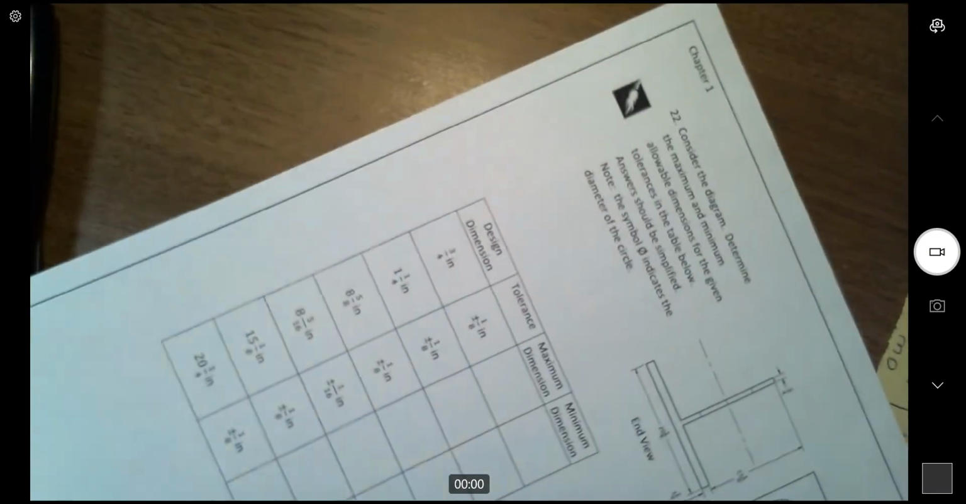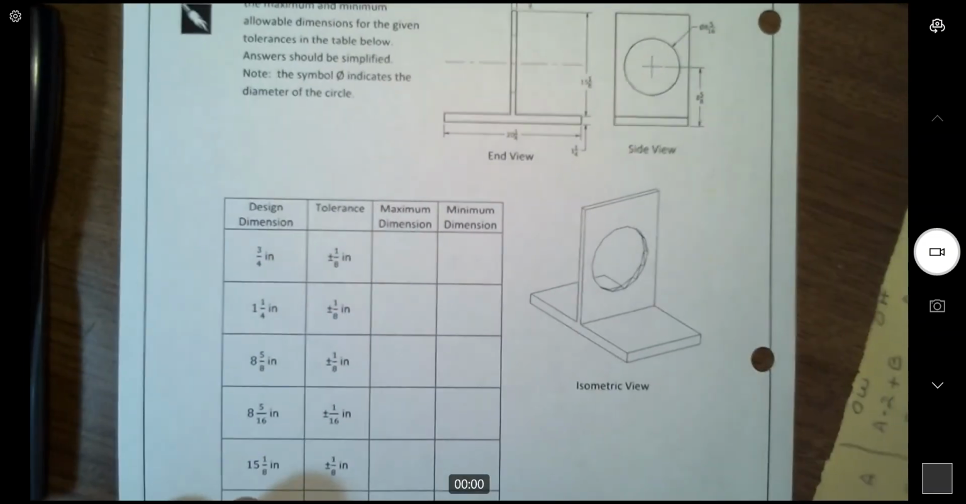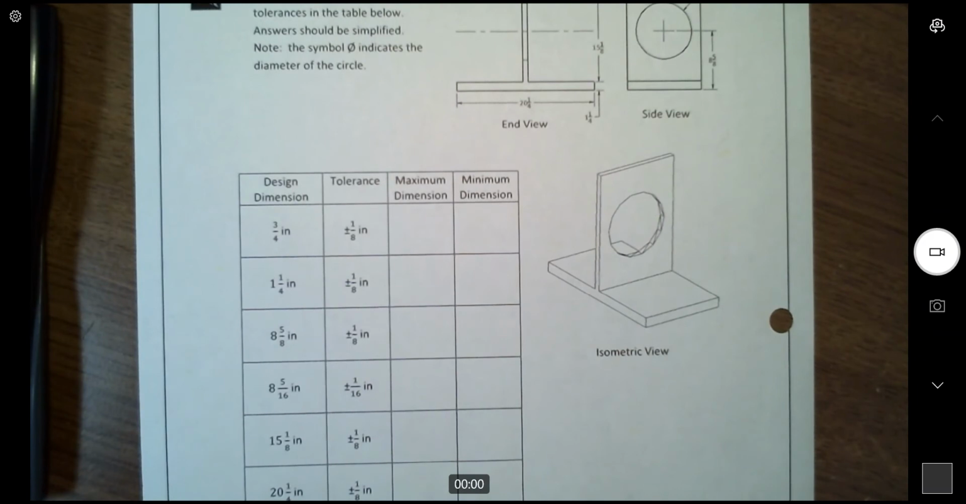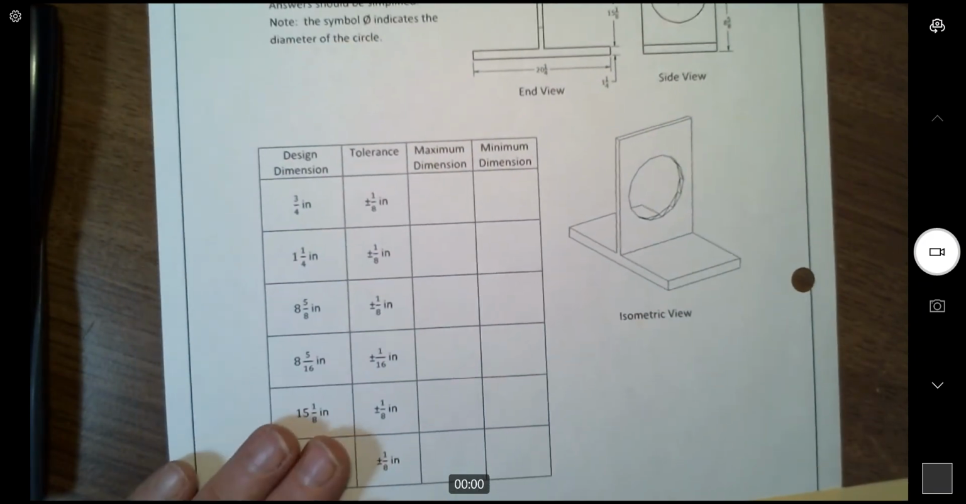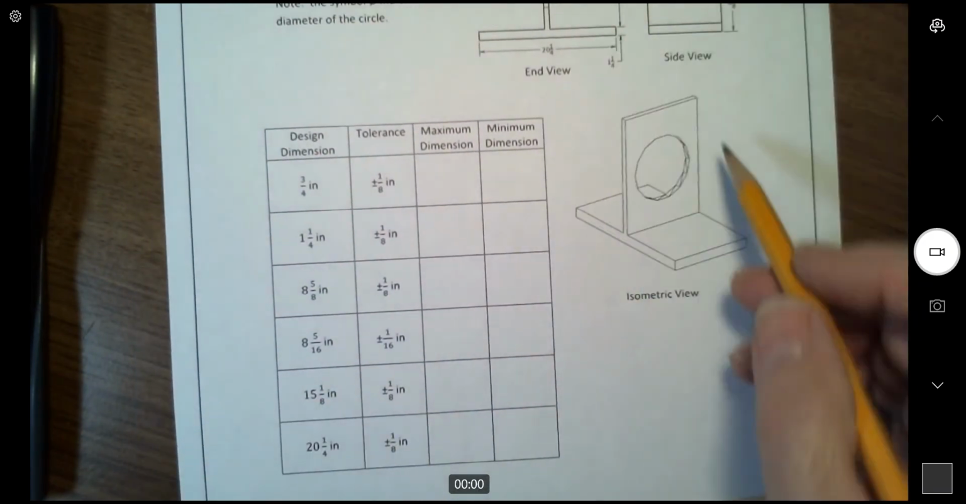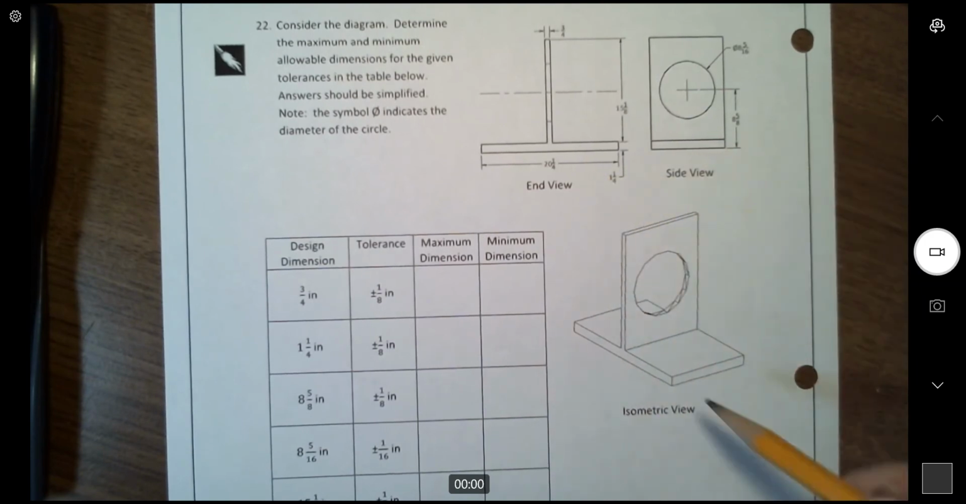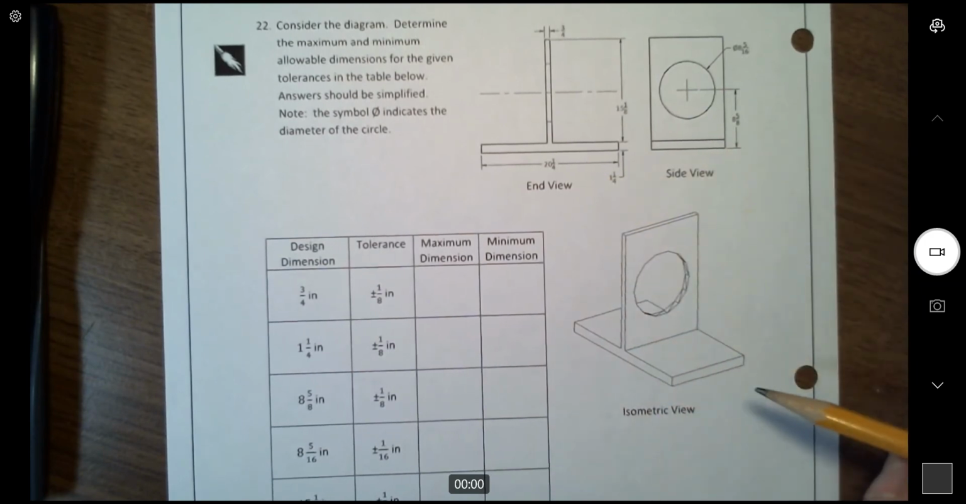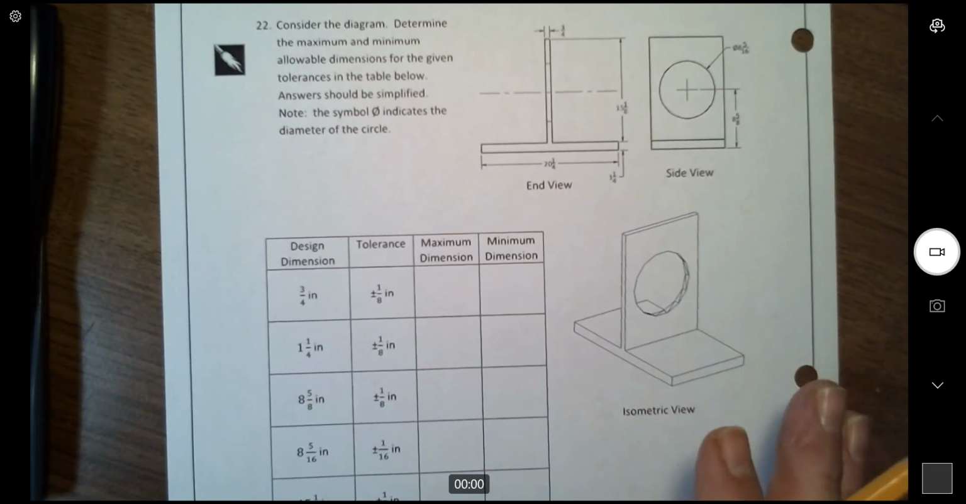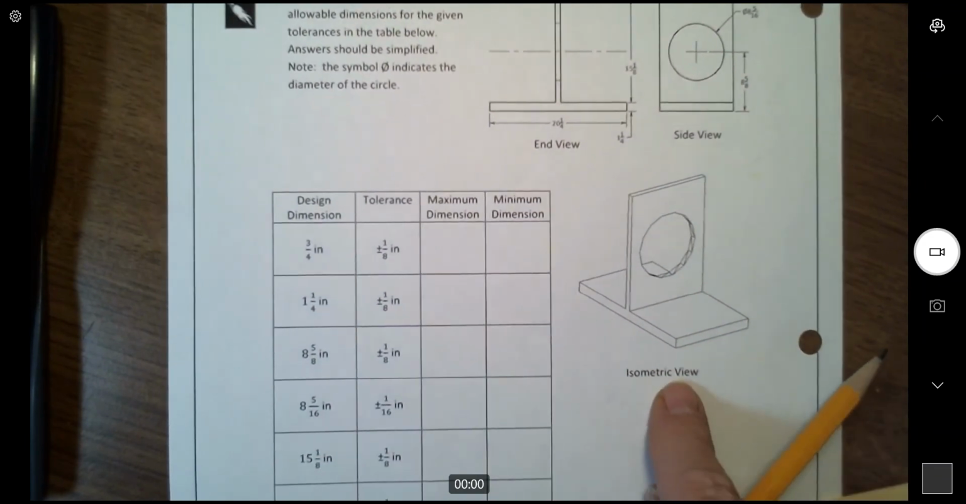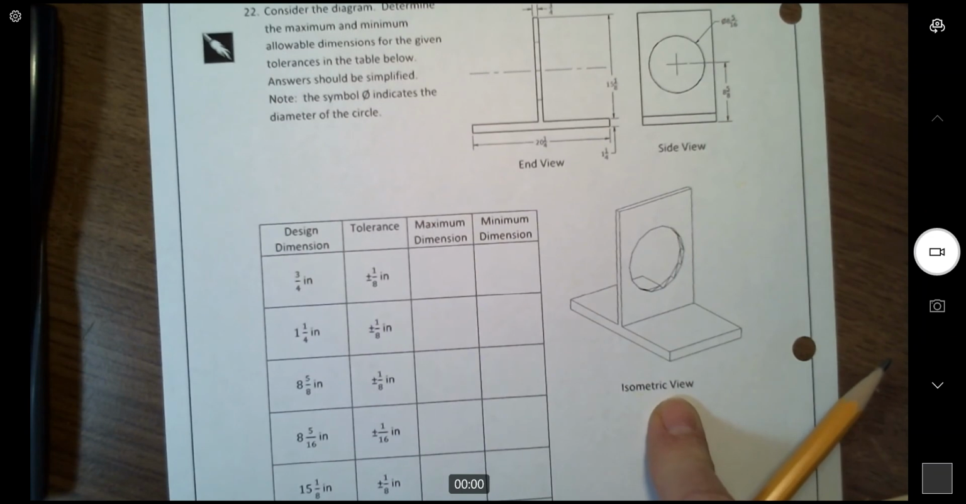So it's just a very simple math thing, but make sure that you do that conversion first. And finally, on number 22, we've got one more where we're doing maximum and minimum. It says consider the diagram. It's got all kinds of information in this diagram. There's an end view and a side view. This is an isometric view, which means that it's kind of on an angle, and you'll be learning about isometric views when we have the measurement section, which is in chapter 2.